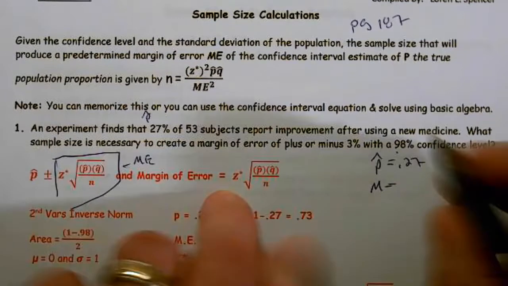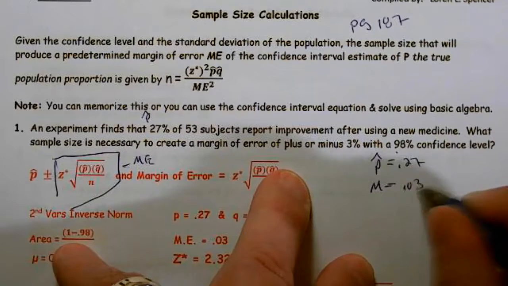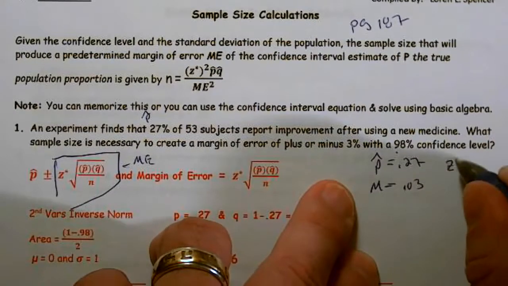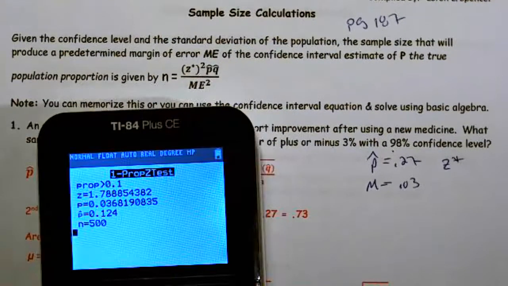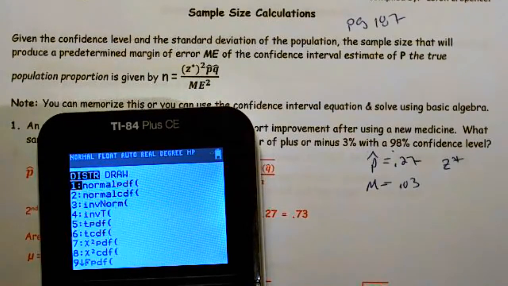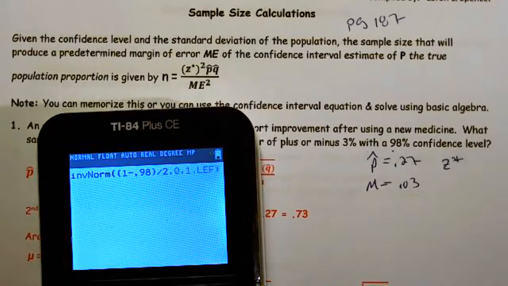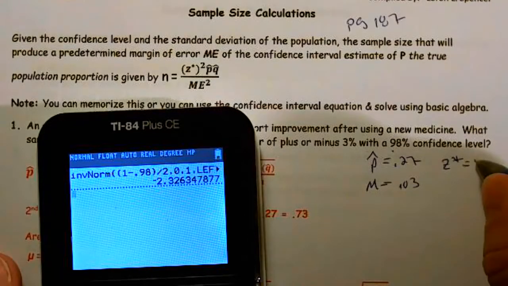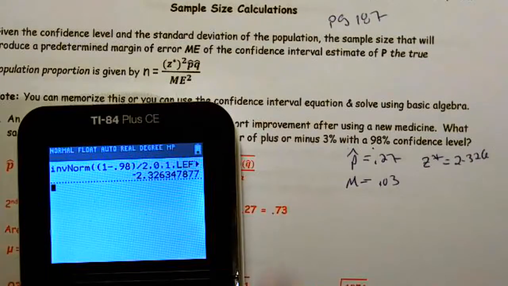ME equals, in this case, 0.03 for the 3%. We need to figure out what Z star is. And remember, we're just going to do a 1 minus situation here. So second vars, inverse norm, Z star: parenthesis 1 minus 0.98, close parenthesis, divided by 2, mean of 0, standard deviation of 1 because it's a Z. And we end up calculating 2.326. All right, so there's our Z star.